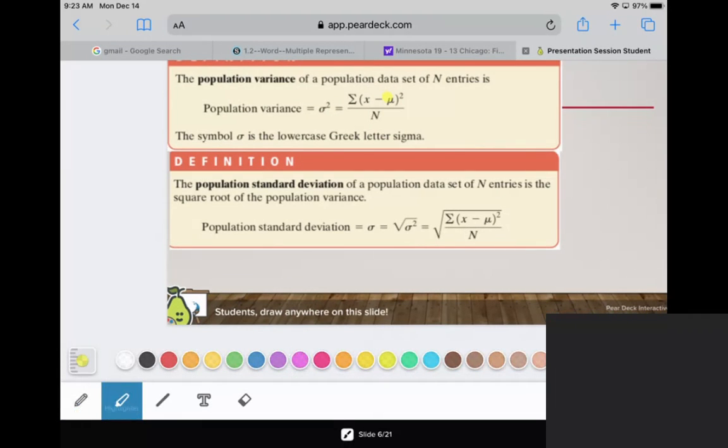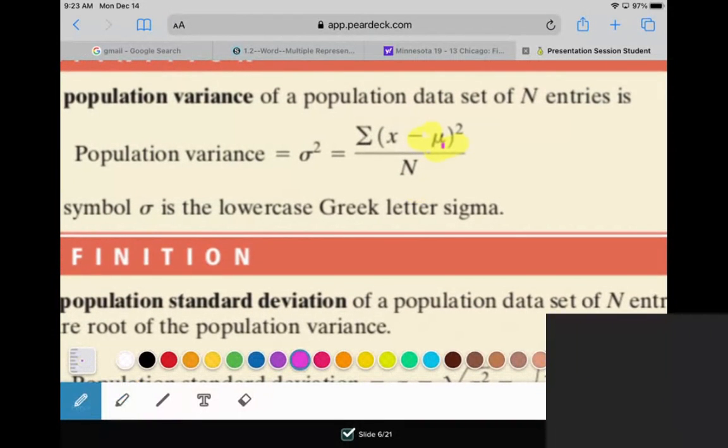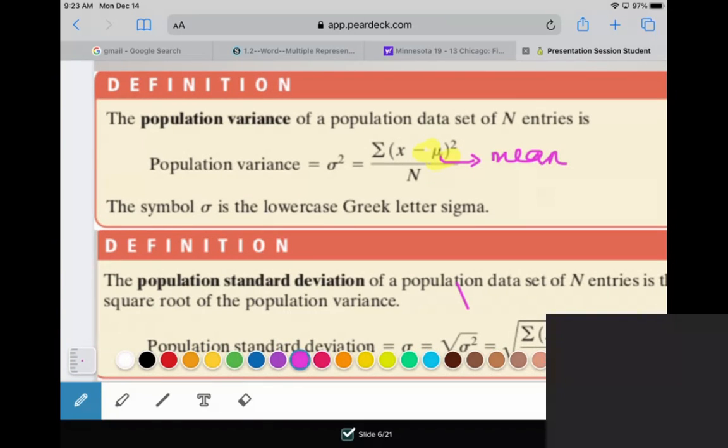So I'm going to highlight this one right here in yellow. Okay? I'm going to zoom in. This looks like a U. This represents the mean. I also have the sigma, which looks like an O with a little thing on the top. The symbol sigma represents the population standard deviation.